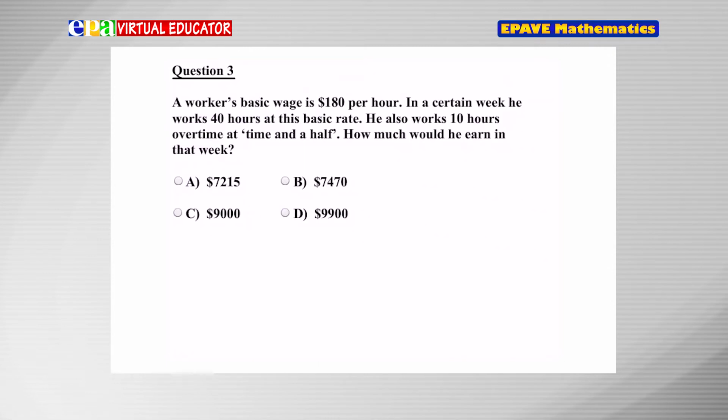A worker's basic wage is $180 per hour. In a certain week, he works 40 hours at this basic rate. He also works 10 hours overtime at time and a half. How much would he earn in that week? A, B, C, or D?